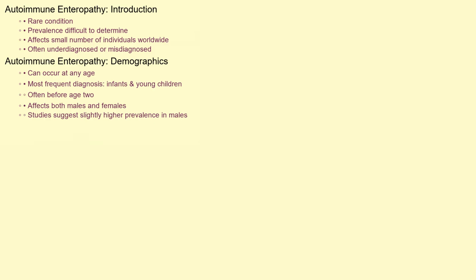Autoimmune enteropathy is a very rare condition. Its exact prevalence is difficult to determine, but it's estimated to affect a small number of individuals worldwide. It can occur at any age, but it's most frequently diagnosed in infants and young children, often before the age of 2. While it affects both males and females, some studies suggest a slightly higher prevalence in males. Due to its rarity and the overlap in symptoms with more common gastrointestinal disorders, AIE is often underdiagnosed or misdiagnosed, highlighting the need for increased awareness and specific diagnostic testing.